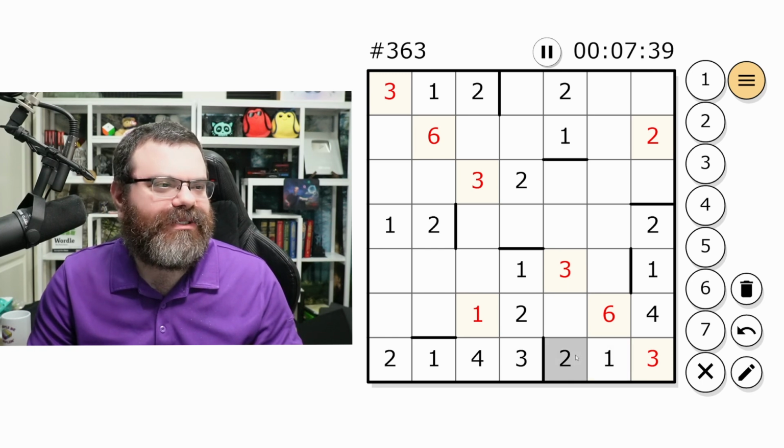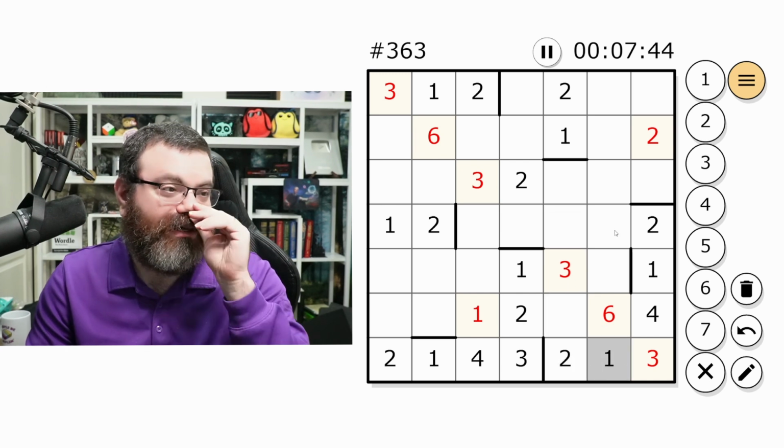All right, so now I'm looking at how this 2 might affect things, how the 1 might affect things. These already couldn't have been 2. This 1 looking up.